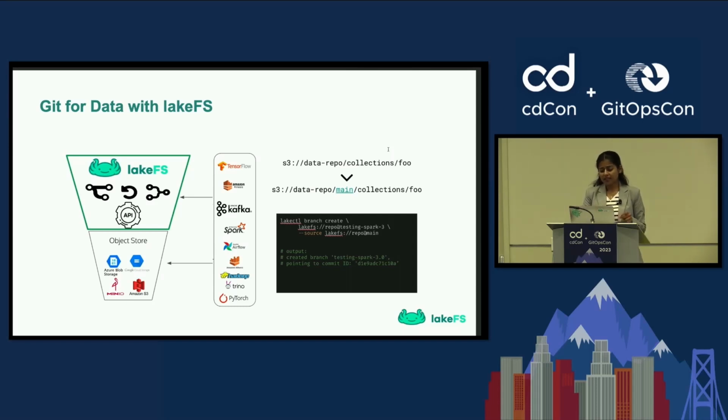And earlier I talked about creating on-demand data environments without copying the exact data. You can do that by simply doing a branch create. When you create a branch from your actual data repository, you create these isolated data environments exactly when you need.